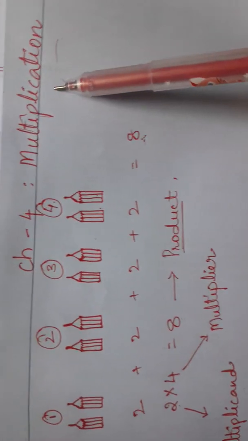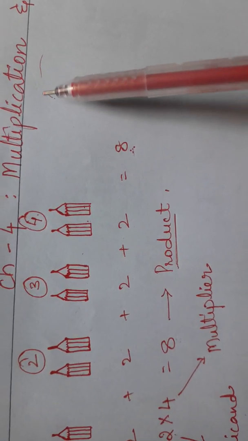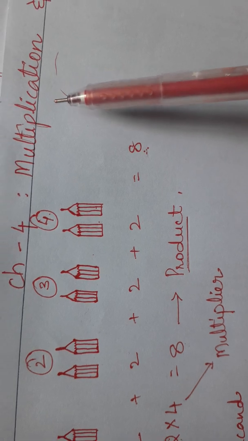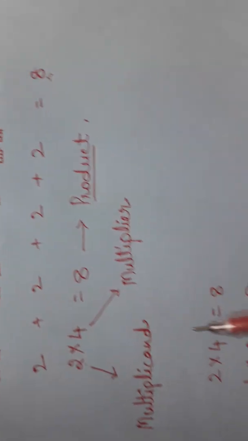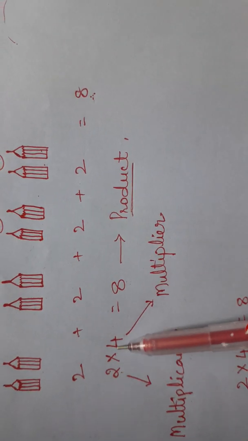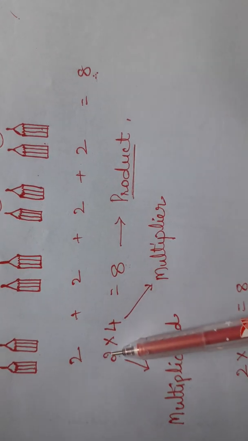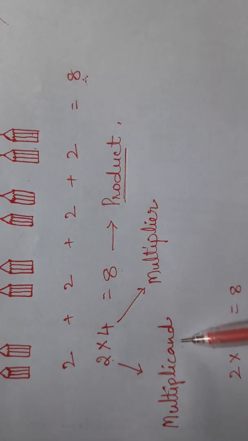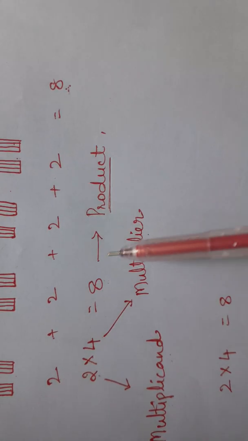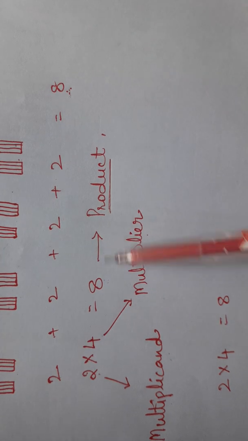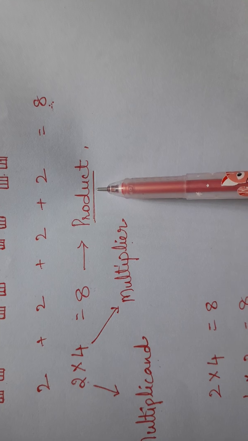So multiplication is also called repeated addition. What is the definition of multiplication, children? Repeated addition is called multiplication. So now we have taken 2 into 4 equal to 8. In this we have three numbers. The first number is known as the multiplicand. The second number is called the multiplier. The result or the answer which we get after multiplying two numbers is called the product.